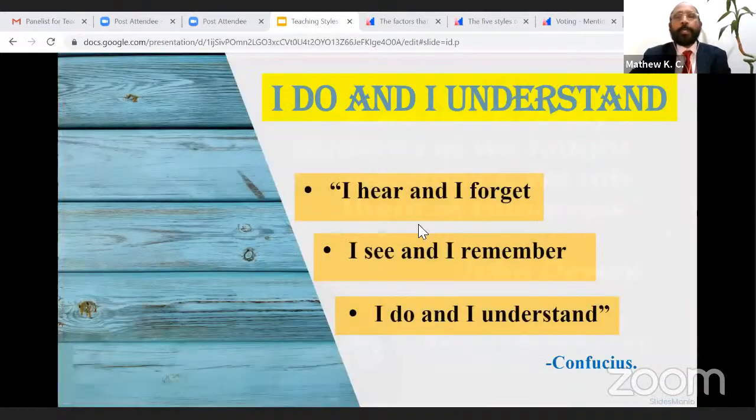Let me move on to the next quotation by a famous Chinese philosopher. His name is Confucius. From the quote, I have given the title, I do and I understand. The complete quote is, I hear and I forget, I see and I remember, I do and I understand. From the last sentence, it is very well understood how much importance is given to experiential learning. When the children are given a chance for experiential learning, they will become competent and also they will really enjoy the process of learning.